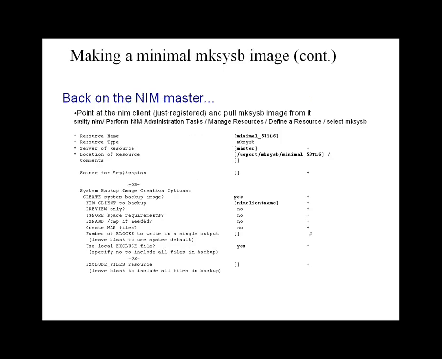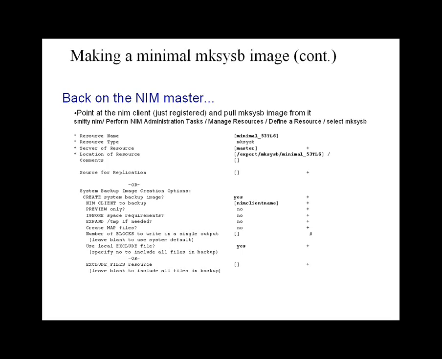I'll go back on there, and I'll point at that NIM client, and I'll pull his mksysb image from it. So in this case, it's smitty nim, perform NIM administration tasks, manage resources, define, and the resource type is a mksysb. And then my resource name, I'll give it a name. It'll be something like Golden53TL6 or Standard53TL6.